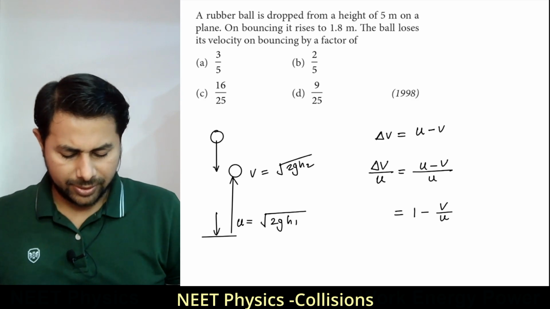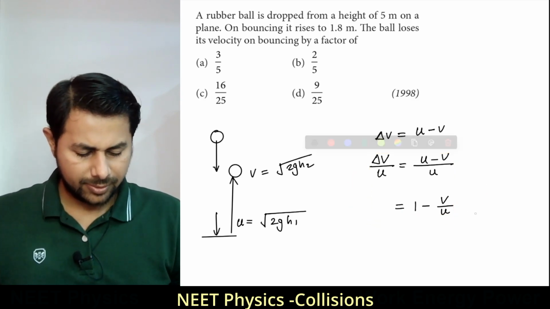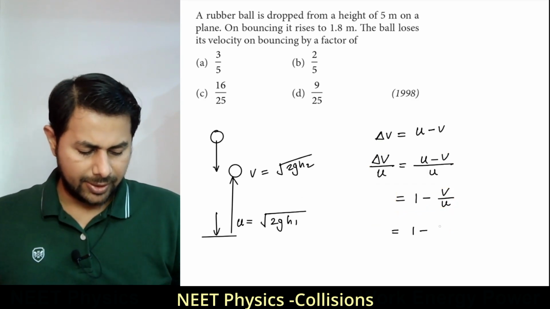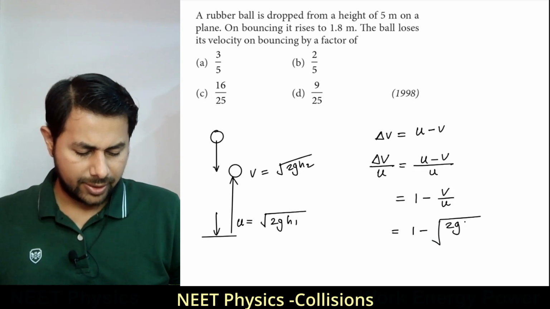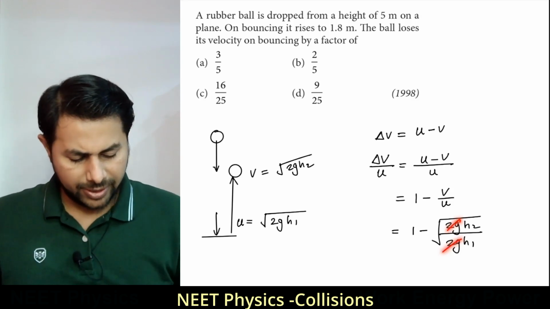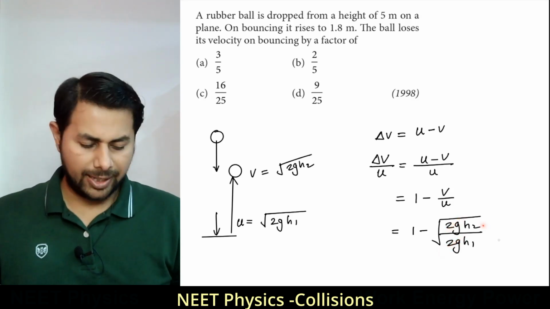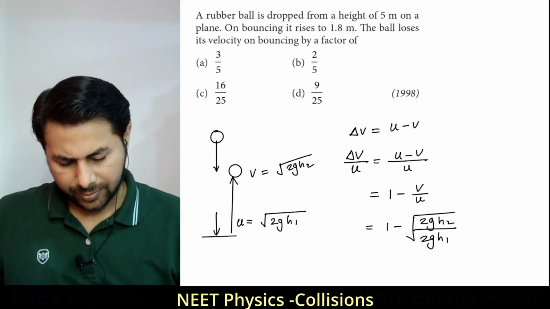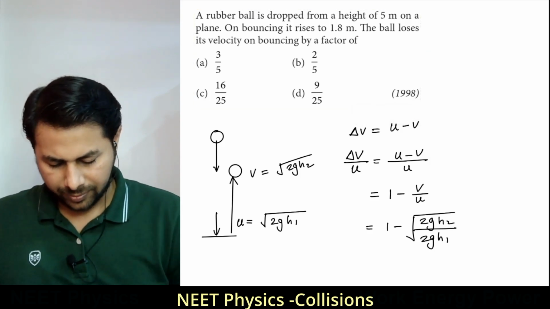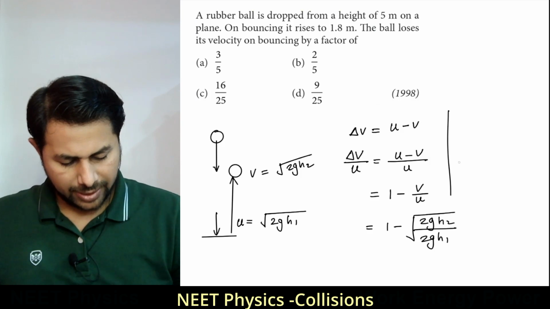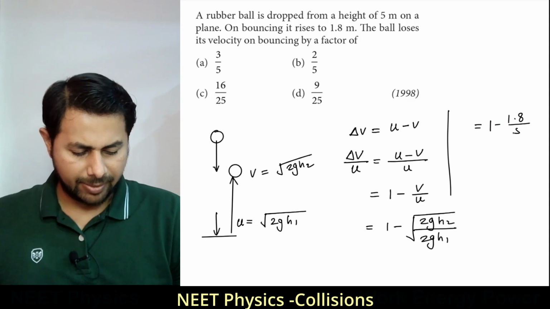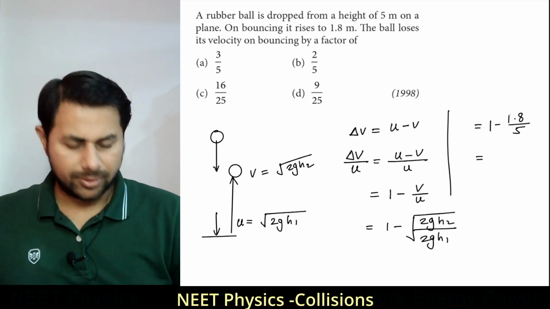Now let's just put the values. We get 1 minus the square root of 2g h2 divided by 2g h1. So 2g and 2g get cancelled out, square root of h2 by h1. So what's that? 1.8 divided by 5, and that is 1 minus root of 1.8 divided by 5.